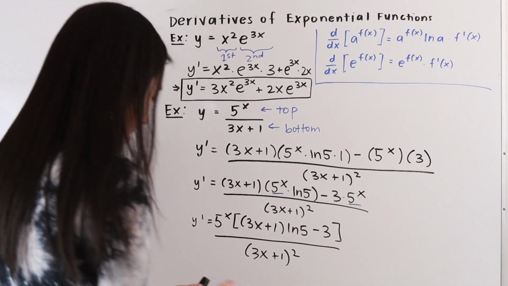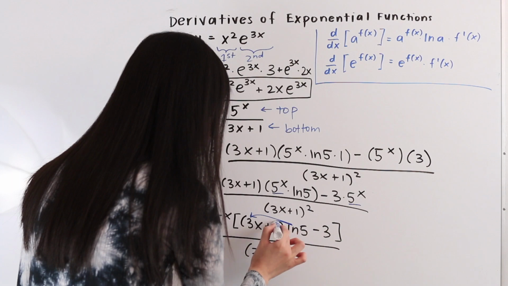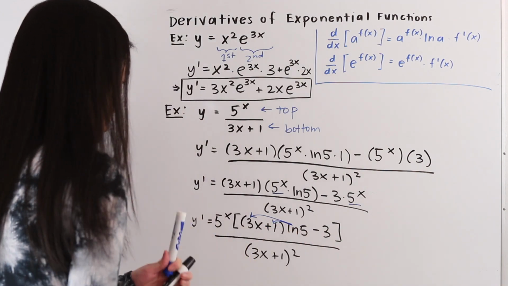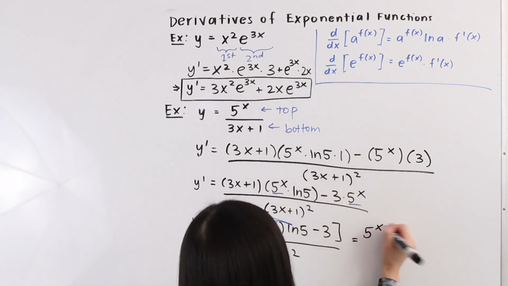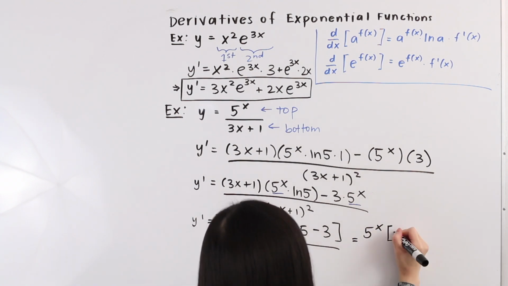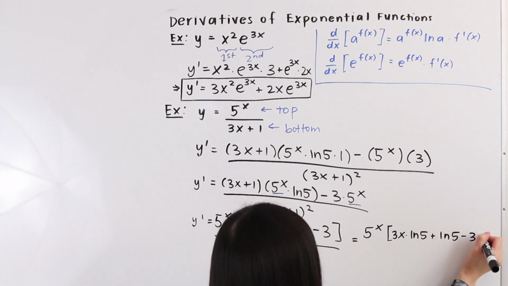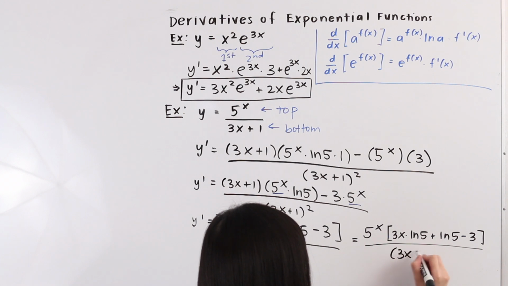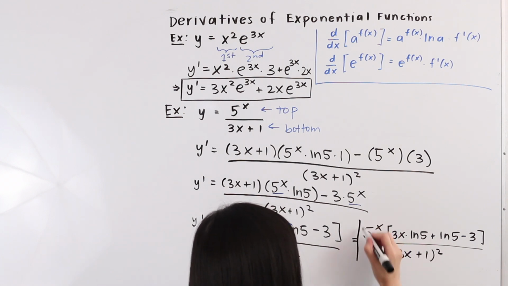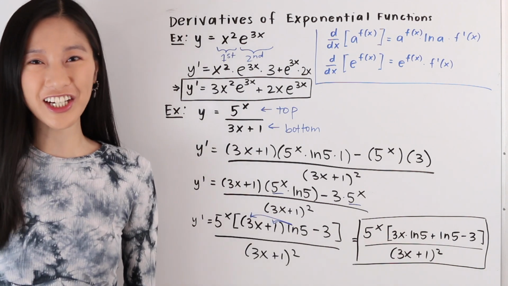And as our last step, we can distribute this natural log into this parentheses, and we get 5 to the x times 3x times the natural log of 5 plus the natural log of 5 minus 3, all over 3x plus 1 squared. And so this is our final answer. And so that is how you take derivatives of exponential functions.